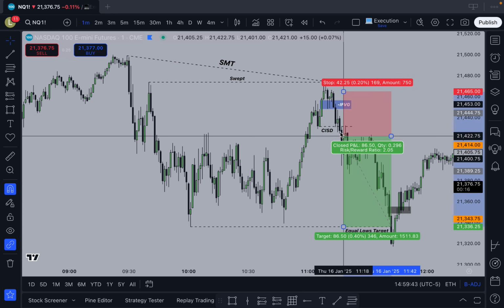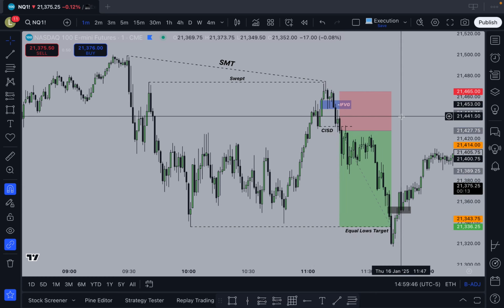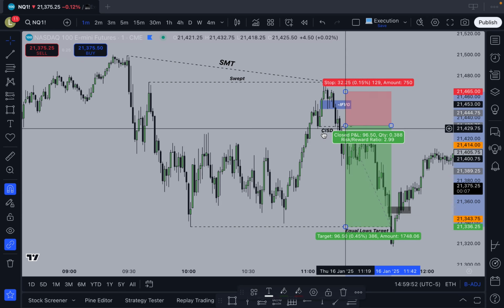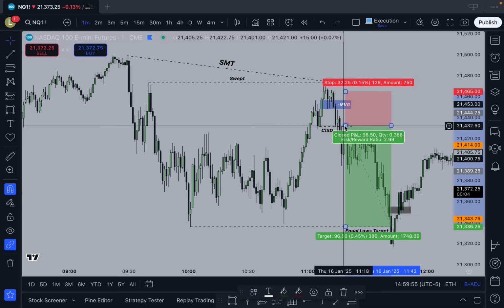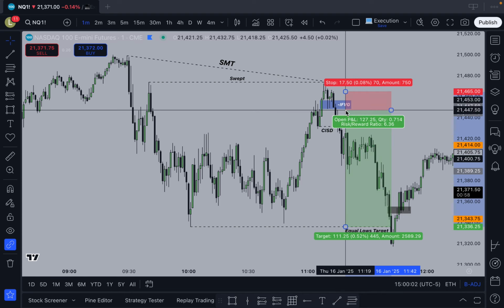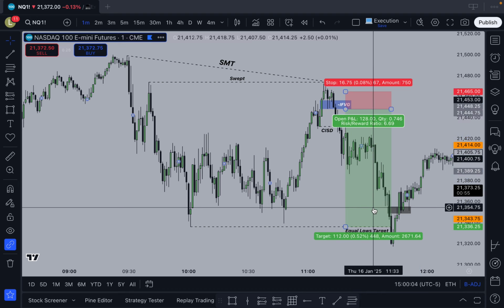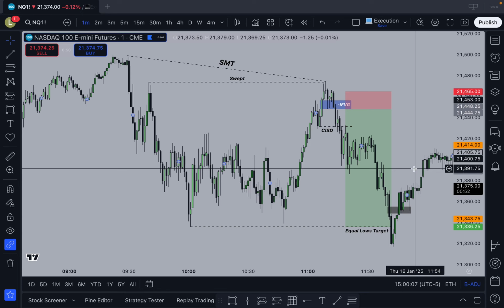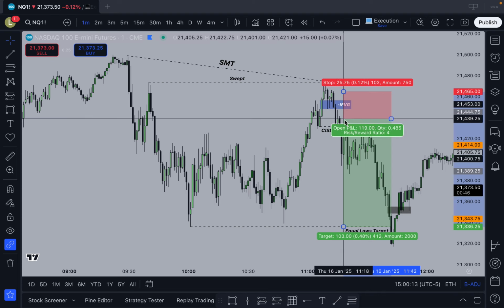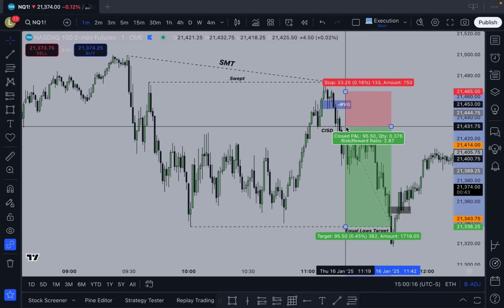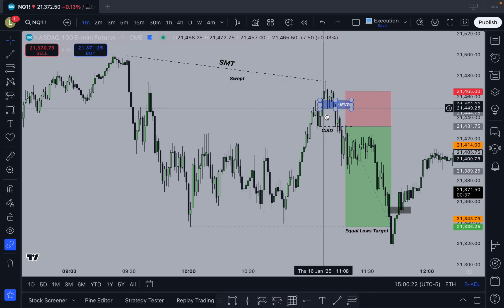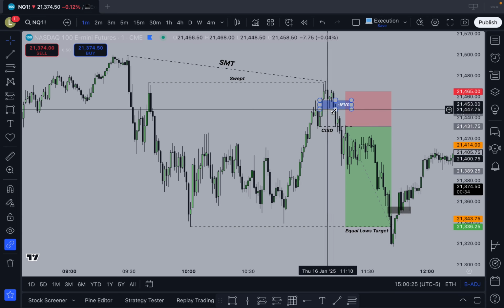You could enter here if you want, but if you want a better risk to reward ratio, you could enter on the return to the order block, or if you want an even better risk to reward, you could enter off of the inversion fair value gap, but obviously in this case it does not get tapped into. So obviously majority of the time, if you're looking to enter off of the inversion, then you're not really going to get tapped in as much. So that's why I was looking at the order block instead of the inversion fair value gap.